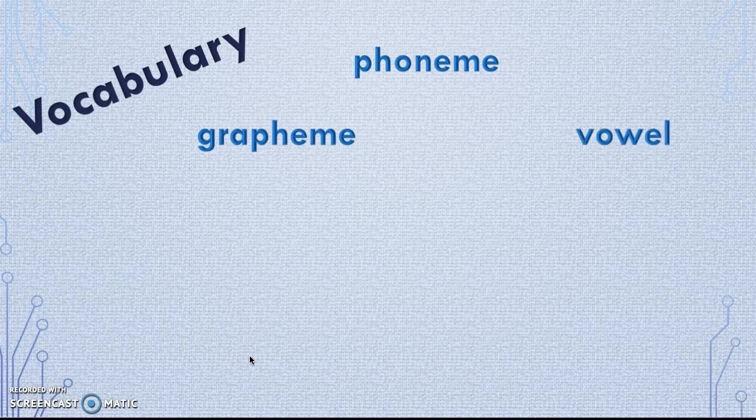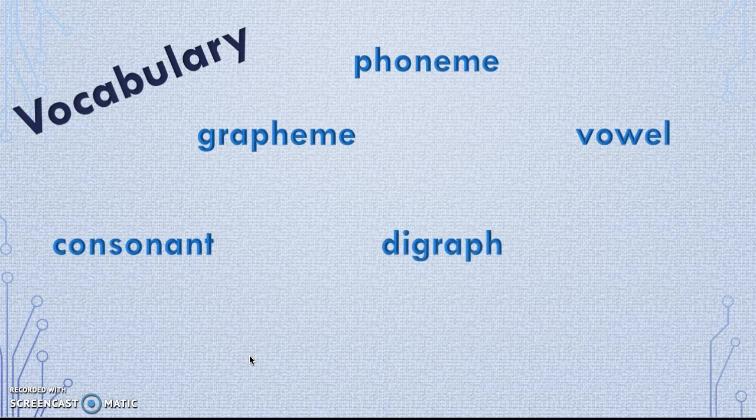Vowels are the letters A, E, I, O, and U, and other combinations that make a vowel sound, like O and A making the O sound, or two E's making the E sound, or AY making the A sound. Consonants are all the other letters of the alphabet.